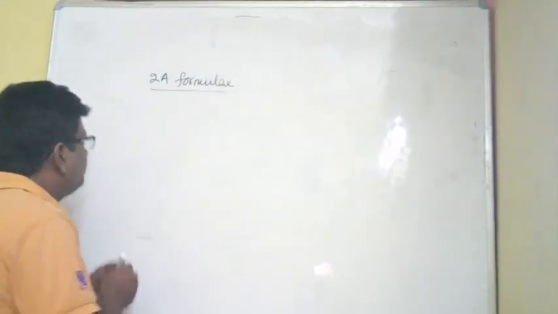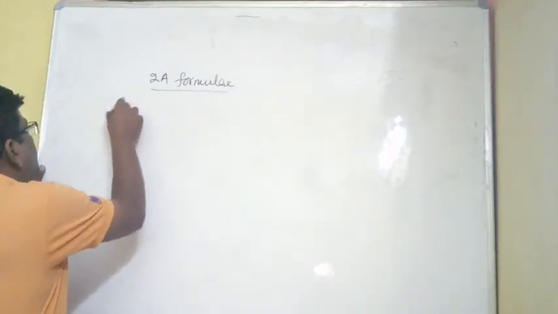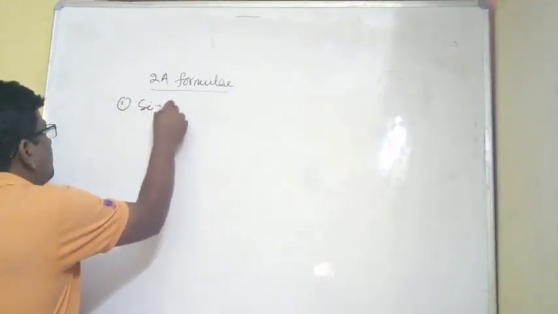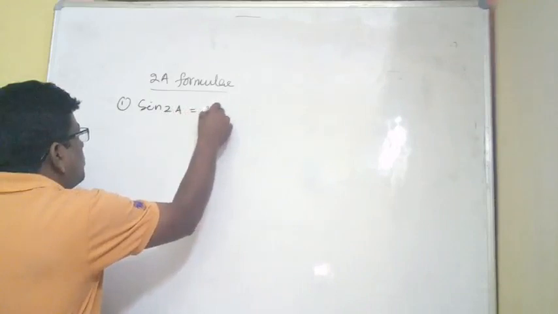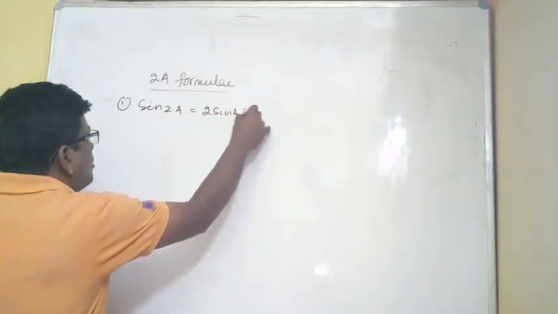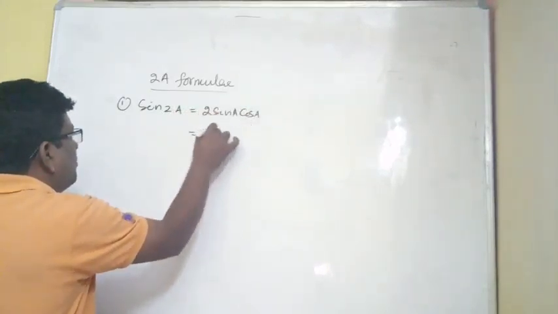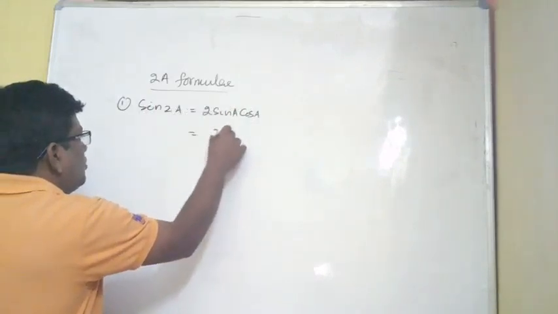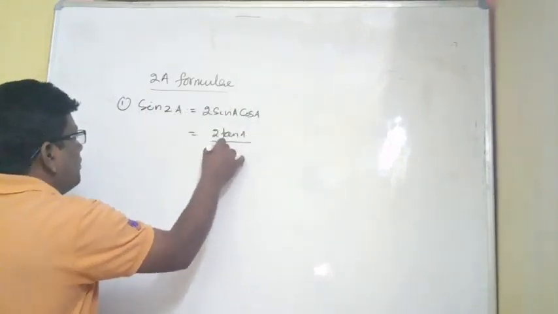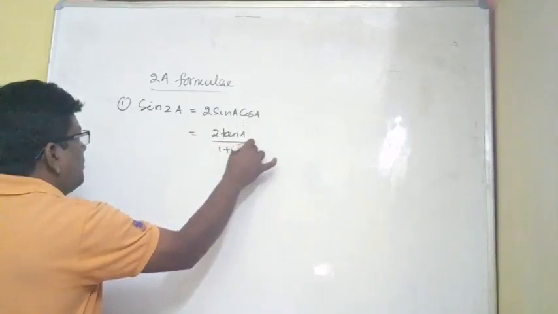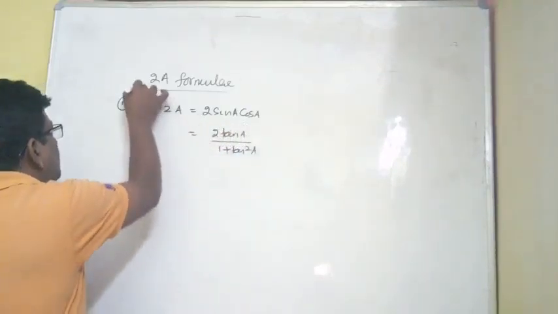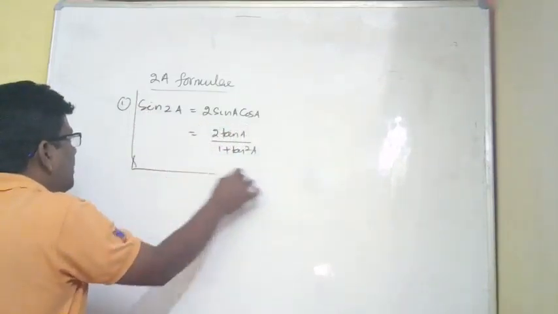Sin 2A. Number 1, sin 2A is equal to 2 sin A into cos A. Another formula for sin 2A is equal to 2 tan A divided by 1 plus tan square A. This is sin 2A formula.